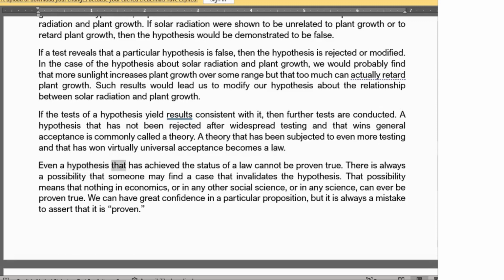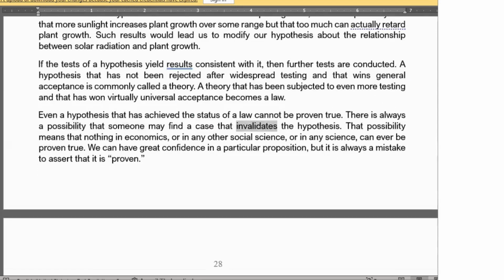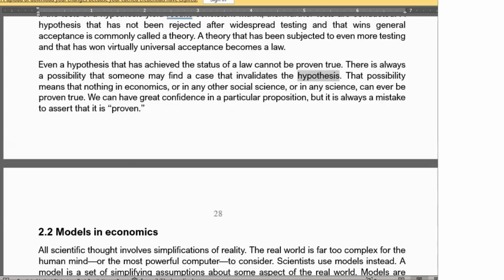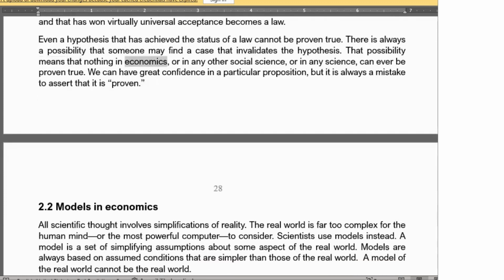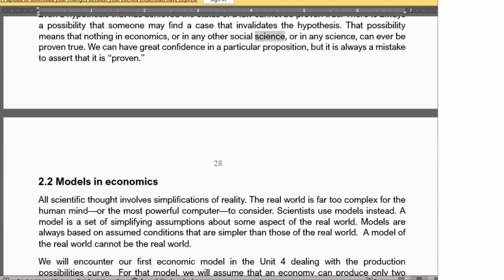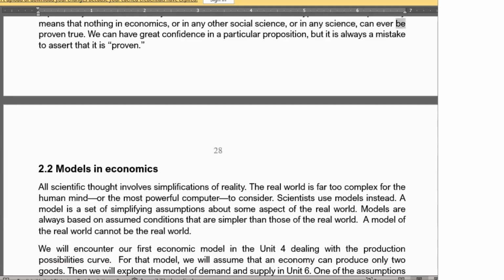Even a hypothesis that has achieved the status of a law cannot be proven true. There is always a possibility that someone may find a case that invalidates the hypothesis. That possibility means that nothing in economics, or in any other social science, or in any science, can ever be proven true. We can have great confidence in a particular proposition, but it is always a mistake to assert that it is proven.